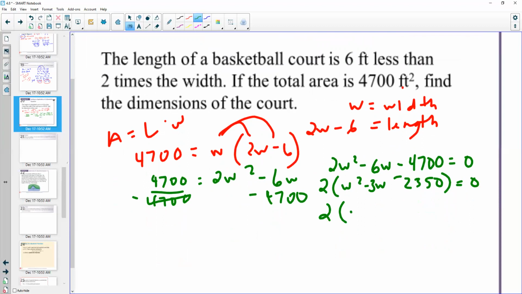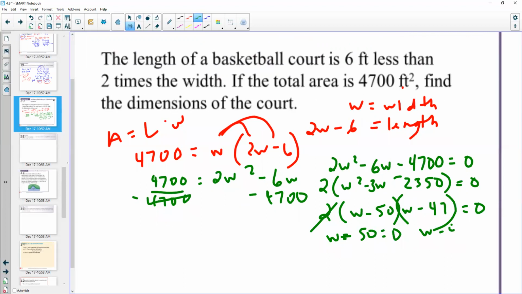But then I'm going to tell you, since this is going to be the longest video ever if we don't, that the factors are negative 50 and positive 47. So w minus 50 and w plus 47. So now we just use our zero product rule. We don't need to worry about the 2. W minus 50 equals 0. W plus 47 equals 0. So W equals 50. W equals negative 47.